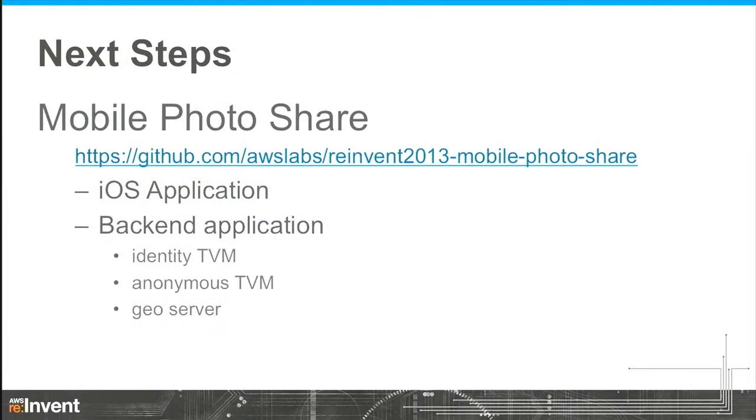As I mentioned, the code for the mobile photo share application is available on GitHub. In the repository is the iOS application that I demonstrated, and then also a back-end infrastructure which can be deployed in Beanstalk, which is actually a bundle of the geo server, the identity TVM, and the anonymous TVM. Also in the repo are instructions for actually deploying it yourself, so you can test it out in your own account.